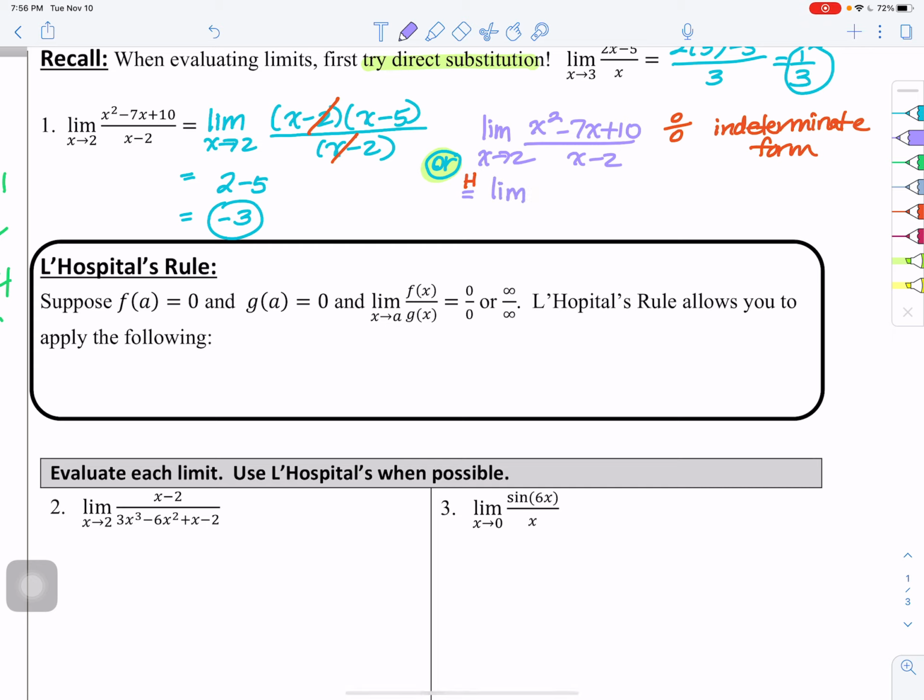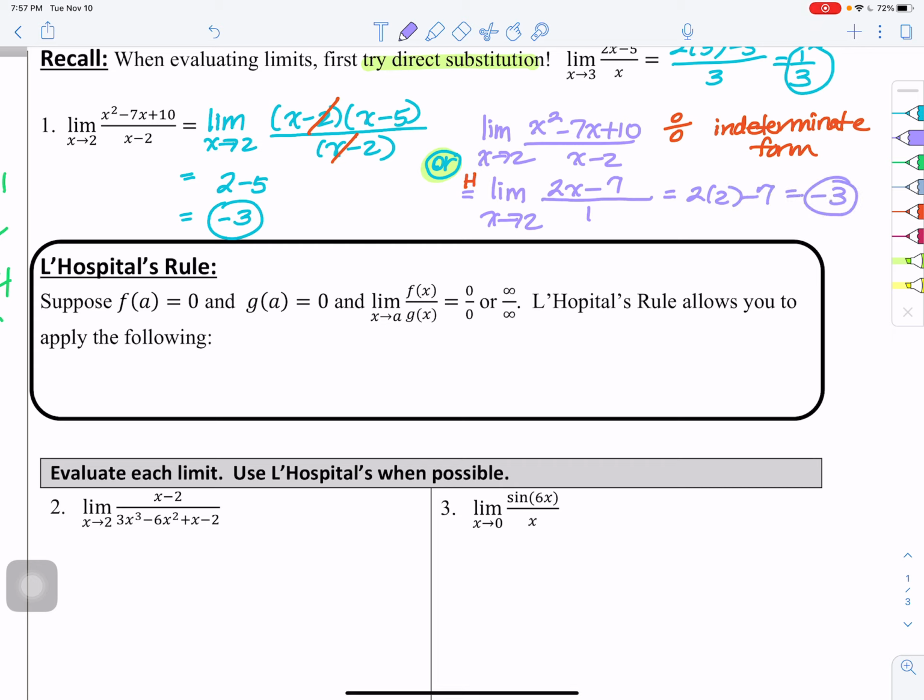Now, you're not going to believe this. You will take the derivative of the numerator, which is 2x minus 7, and the derivative of the denominator. And now you'll try to plug it in to see if that helps. And it does. 2 times 2 minus 7, that's a negative 3.